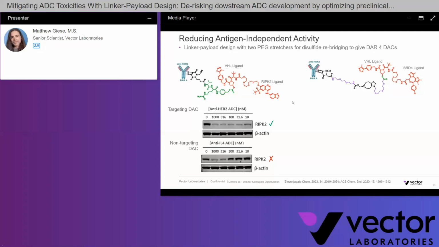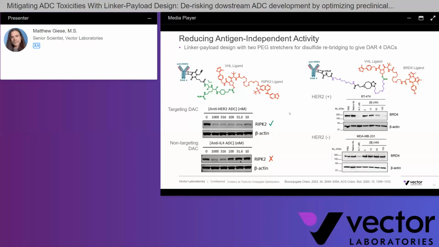In the example on the right, PEG stretchers were incorporated into that linker payload to give a more hydrophilic linker payload design. And then this was tested for POI degradation in cells that both expressed or didn't express the antigen. So in the example on the top, it can be seen that there is POI degradation in the HER2 expressing cells. And then on the bottom, there is no POI degradation in the cells that aren't expressing HER2. So there's no antigen independent activity.